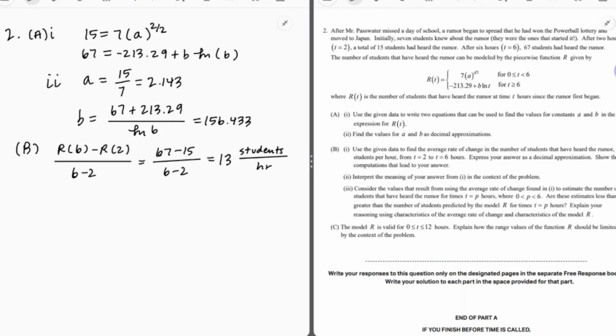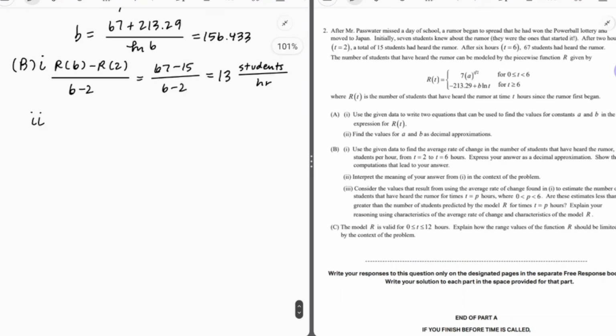Interpret your meaning from part one in the context of the problem. Okay, well, we can do that now that we have got the units also. From t equals 2 to t equals 6 hours, the number of students who heard the rumor increased 13 students per hour.